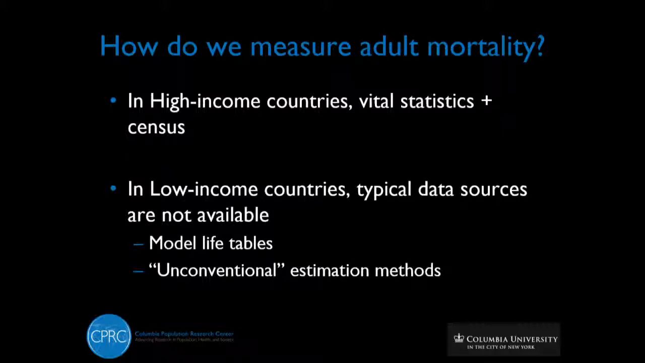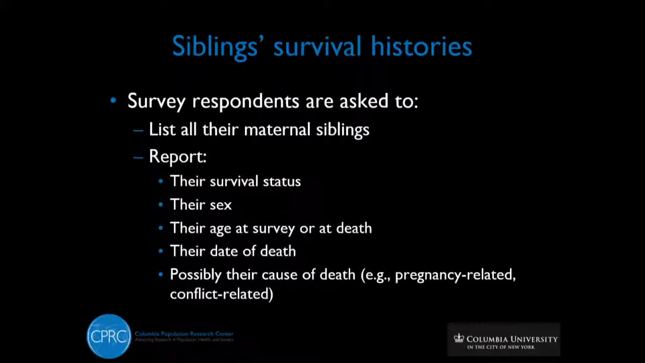Frequently also, demographers relied on what are called unconventional methods, things that we do in surveys in particular to try and recreate data sets that will allow us to measure adult mortality in those settings. And one of these unconventional methods that has garnered a lot of traction recently is what are called sibling survival histories, which I think a lot of you are very familiar with.